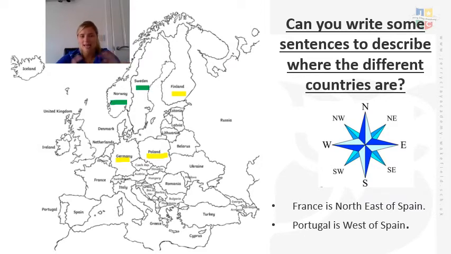Now there are lots and lots of countries here. So I would like to see lots of sentences. So ideally, I want to see at least 10 or 12 sentences where you're really getting the detail, using the compass to explain where all the different countries are in relation to the other countries, so that you really understand what the countries are.